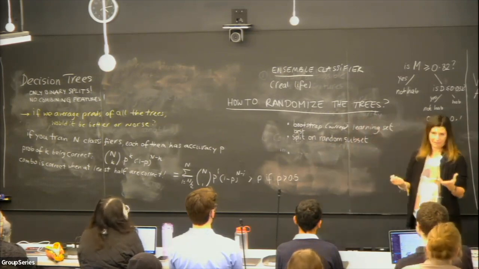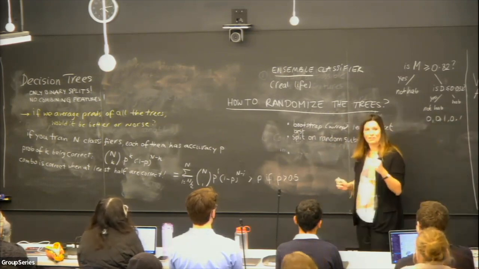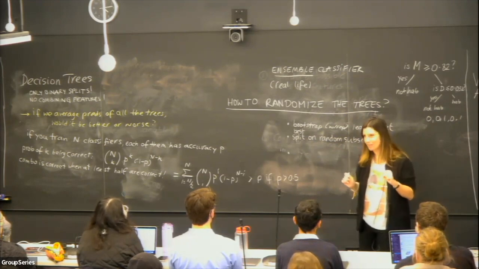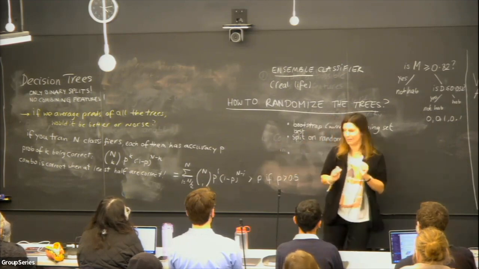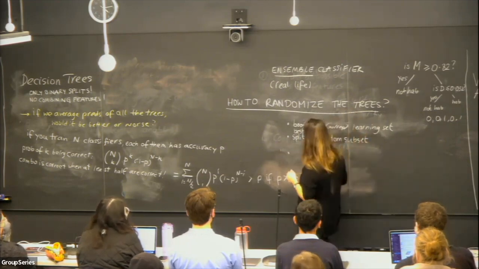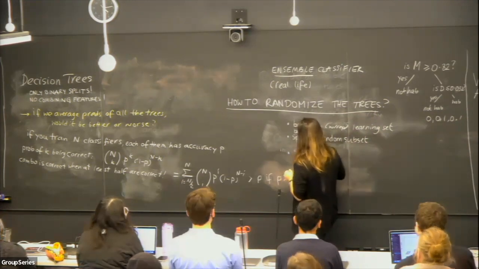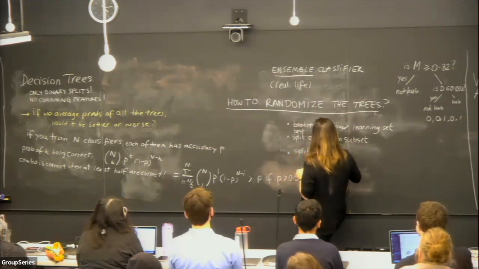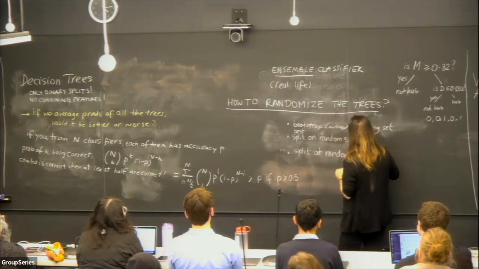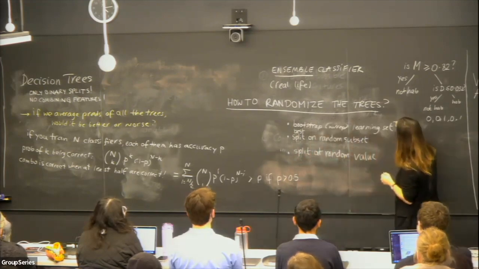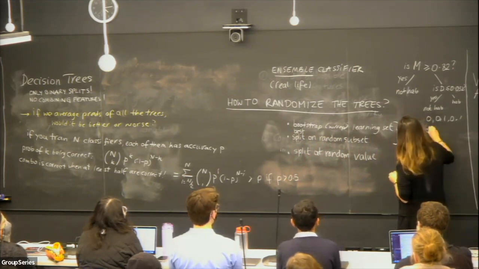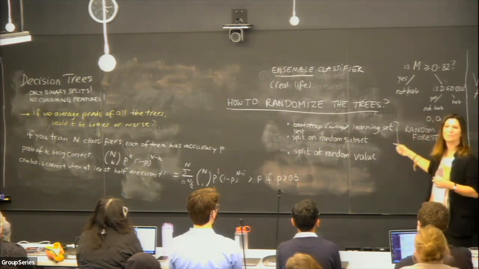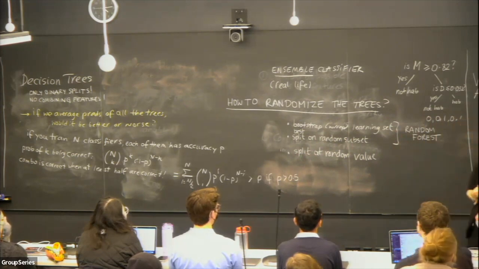Another one that is perhaps less known is a bit more extreme, which is after I select the features that I'm going to use, instead of picking the best split, I pick a random split. So I basically split on a random value. And this, of course, increases randomization more. If you actually do the first 2, you build a random forest. So in general, these are the 2 things that are done to build a random forest out of decision trees.